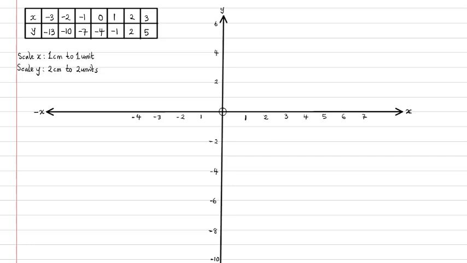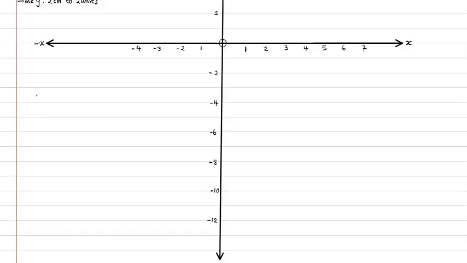So now let's input these values in our graph. This is for the x and this is for the y. So let's start. We have minus 3, minus 13. This is minus 3 for the x, and minus 13 is below. Let's check. Okay, this is minus 3 here, and this is minus 13.